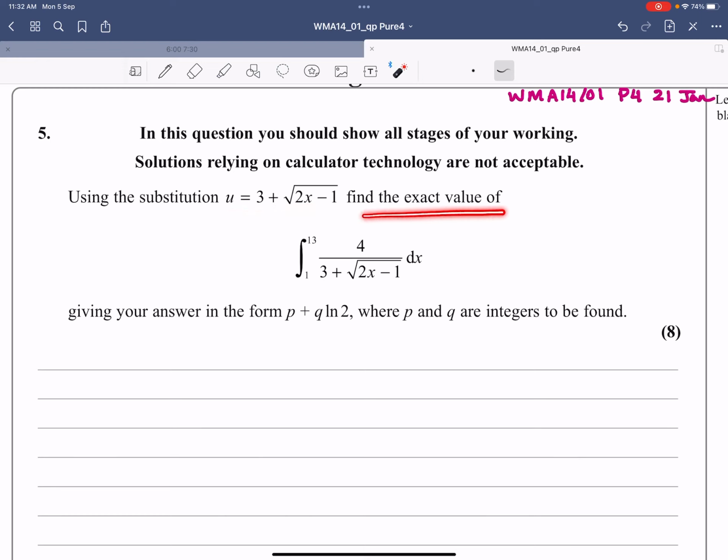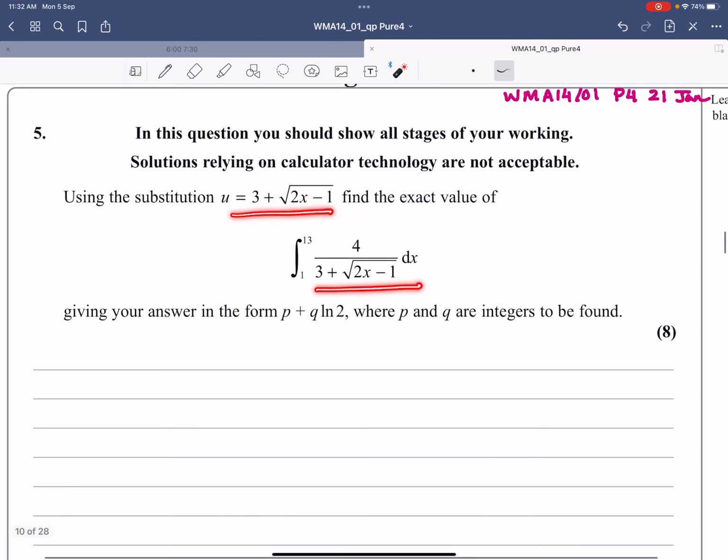find the exact value of this, but using the substitution, giving your answer in the form of P plus Q into ln 2. So our answer has to be in the form of ln 2, where P and Q are integers to be found. So the first thing in the question which we need to notice is that we need to substitute here.